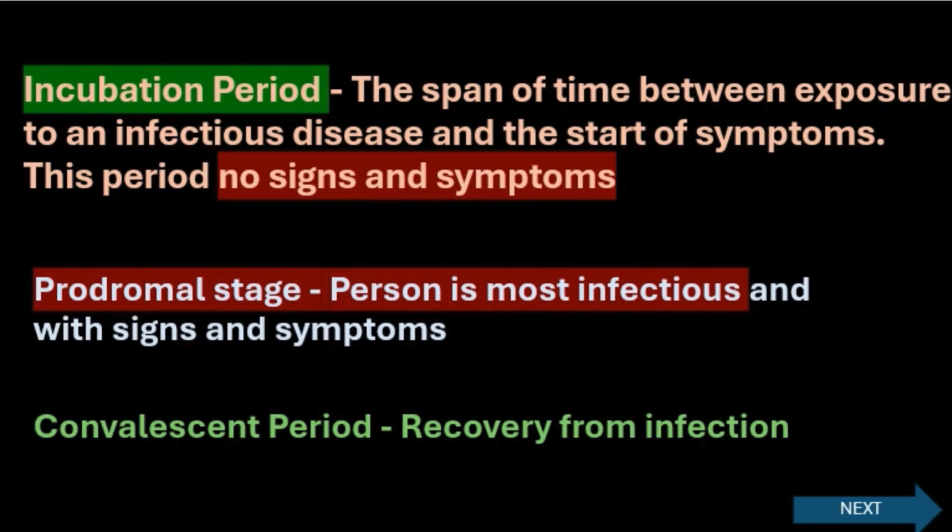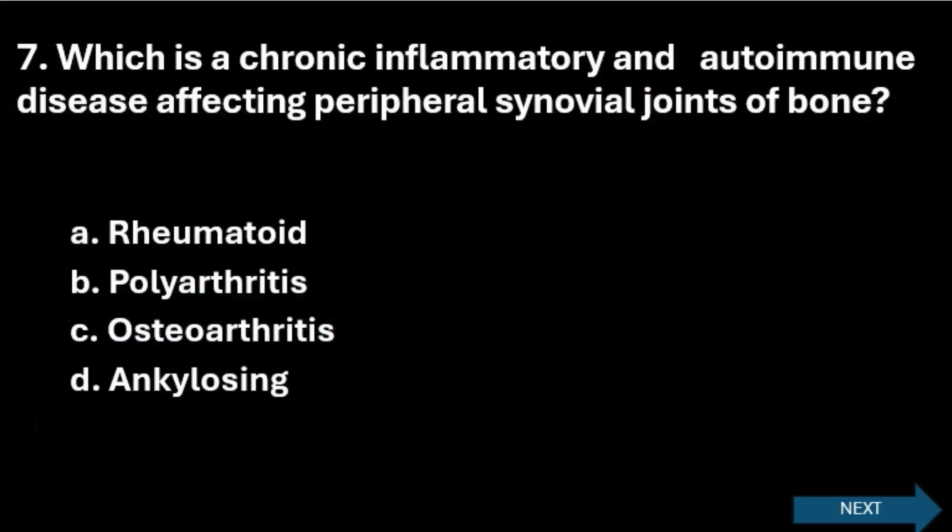Next question. Which is a chronic inflammatory and autoimmune disease affecting peripheral synovial joints of bone? Option A, rheumatoid. Option B, polyarthritis. Option C, osteoarthritis. And option D, ankylosing. The right answer here is rheumatoid.